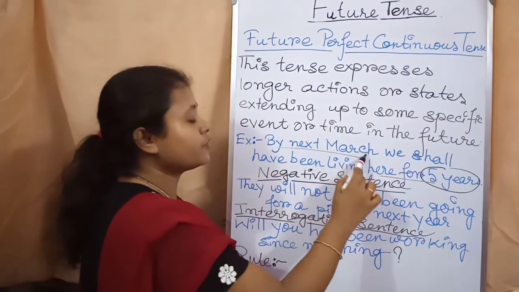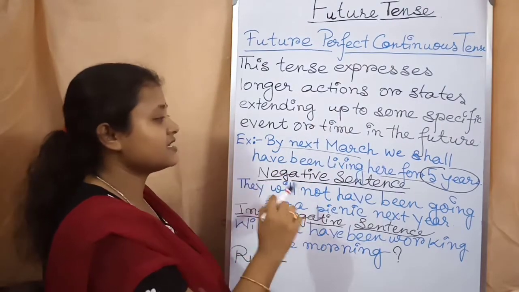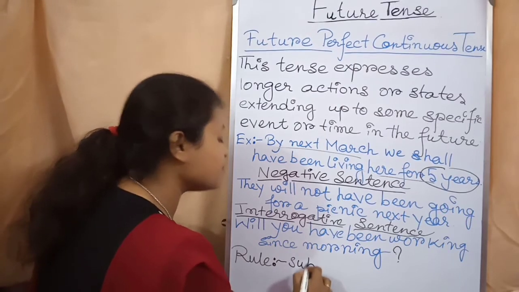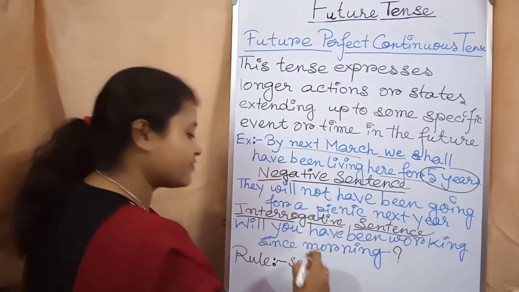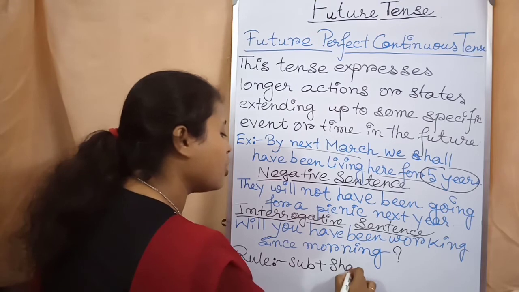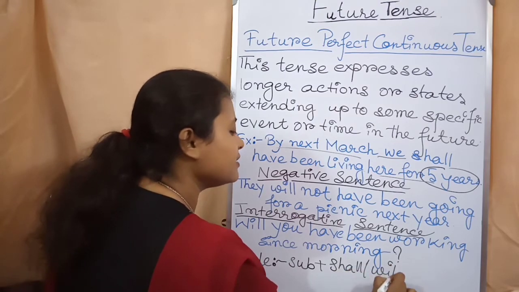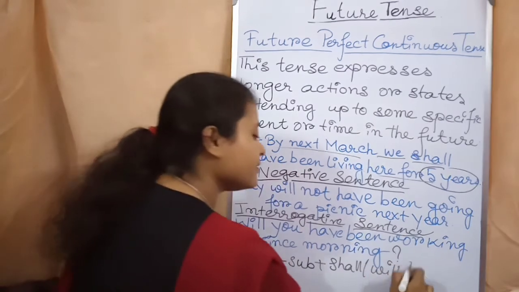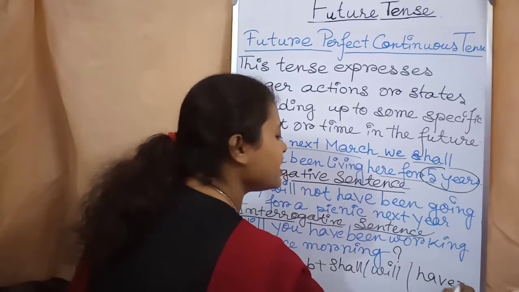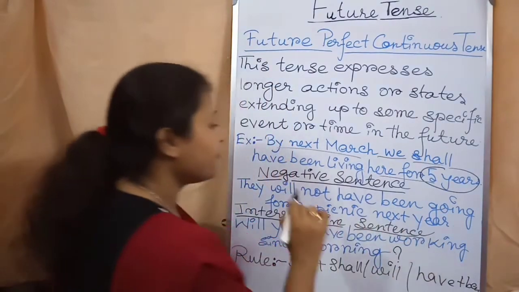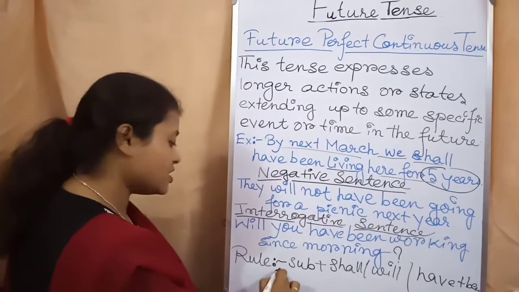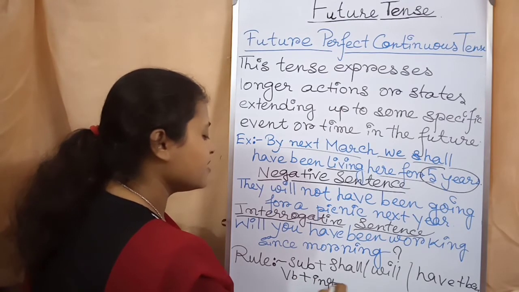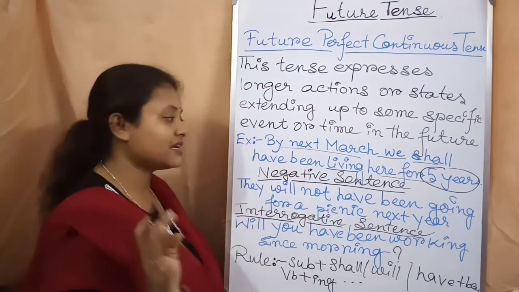So I'm telling you from the first, in an assertive sentence, this is the rule. What is the rule, students? First, I have to write the subject. After that, shall or will. Here I have written shall. After that, have been. Have plus been plus verb plus ing, then the rest of the sentence, that is the object.